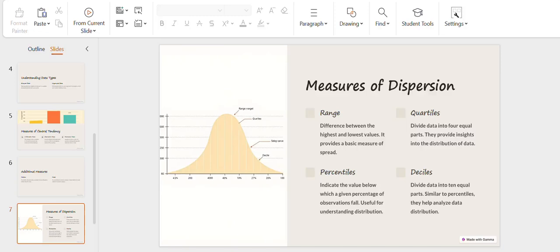Percentiles basically divide the data into 100 equal parts to check the behavior of the data. The fourth one is decile. Decile is basically used to convert the data into 10 equal parts.